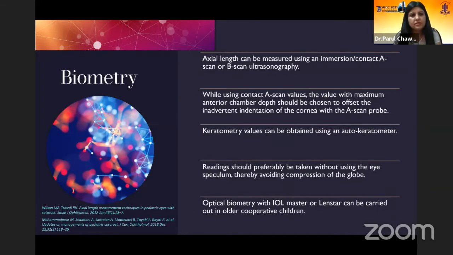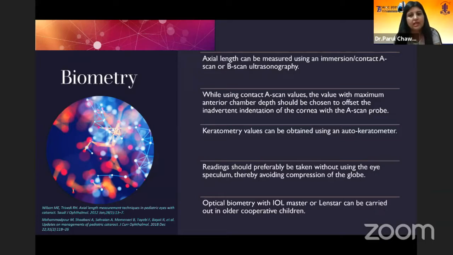So biometry and intraocular lens power calculation will be discussed subsequently, but just to have an overview, axial length can be measured using an immersion or a contact A scan or B scan ultrasonography. While using contact A scan values, the value with the maximum anterior chamber depth should be chosen to offset the inadvertent indentation of the cornea with the A scan probe.